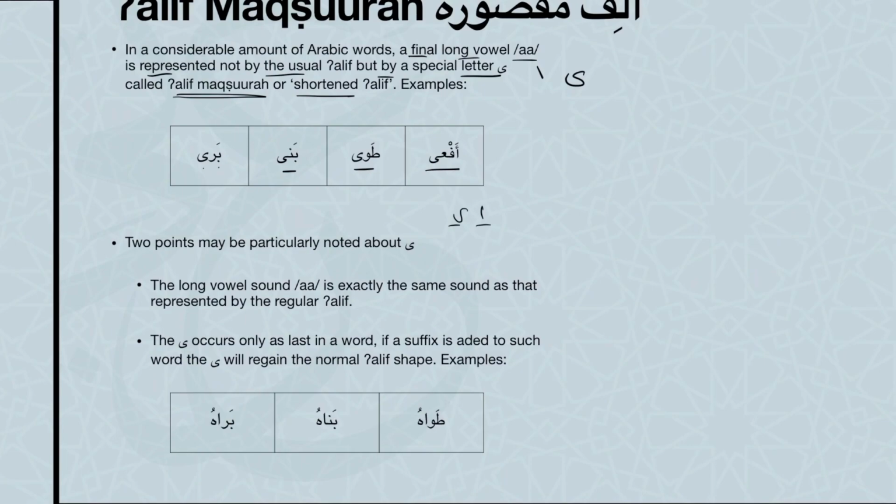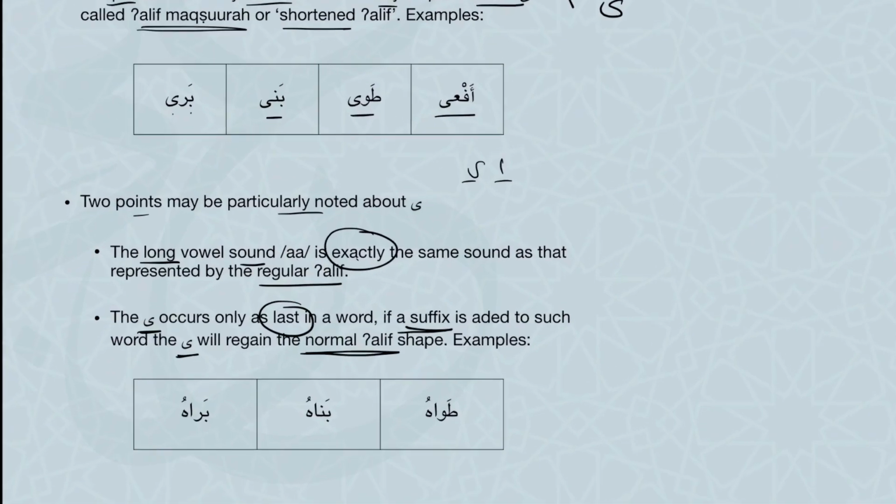But what really matters to us here are two points about the alif maqsura. The long vowel sound is exactly the same, nothing is different, represented by the regular alif. The alif maqsura occurs only last in a word, so it can never be medial, in the middle of a word. It's always final. But if a suffix is added to such a word, the alif maqsura will regain the normal alif as seen here. You've seen that verb here?